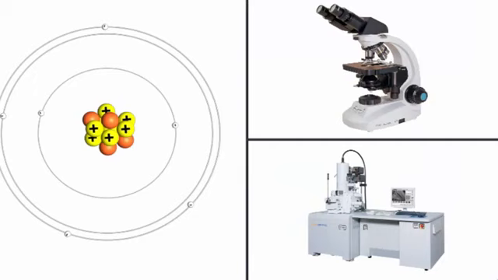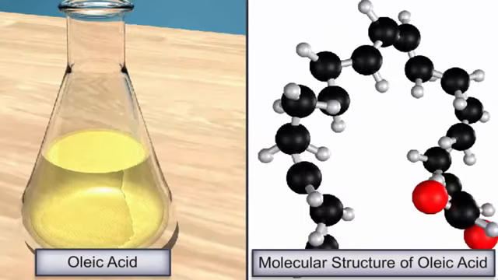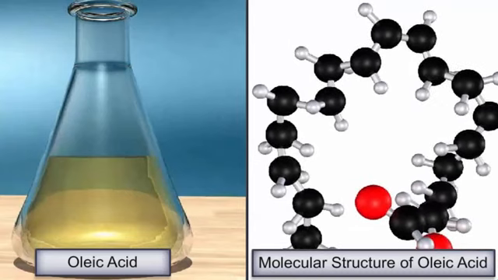However, all such instruments have certain limitations in measuring lengths. We can use a simpler method to estimate the size of a molecule. Let us take some oleic acid. Oleic acid is a soapy liquid with large molecular size of the order of 10 power minus 9 meter.